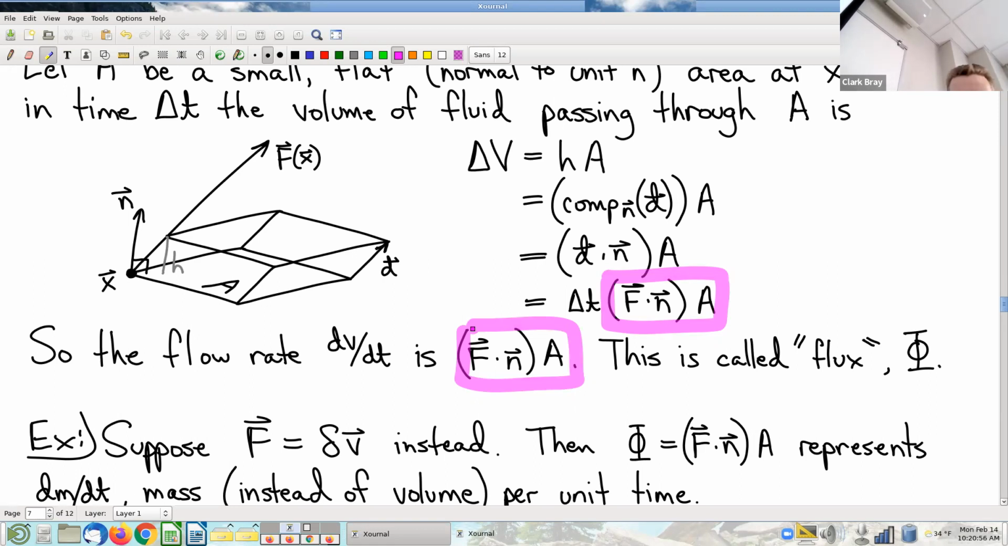Okay, and that tells you the flow rate. How are we doing on that part of the calculation?